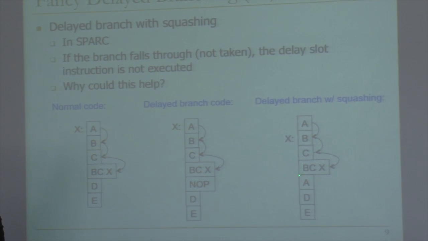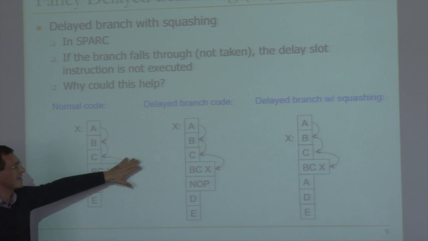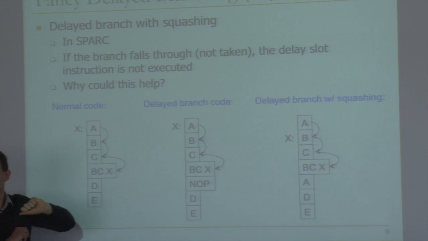And if the branch is not taken, this is going to be squashed. That means you're falling through. So this is a very good idea if you actually have loops like this. OK?